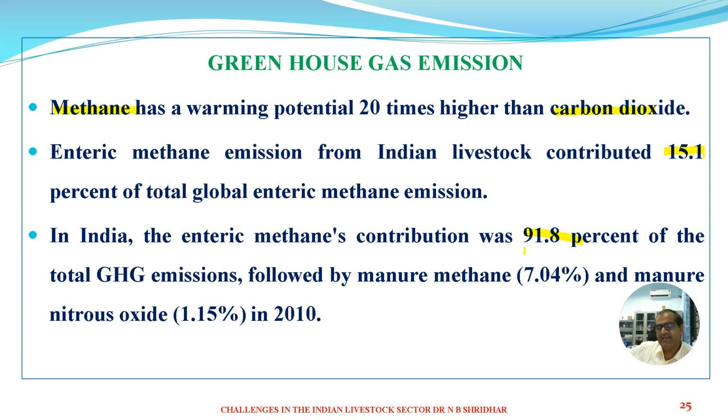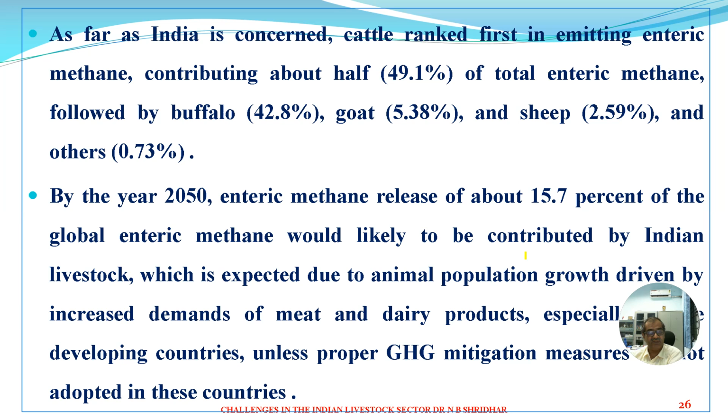So methane gas is 20 times more potent than carbon dioxide. Then the Indian livestock contribute about 15% of the total global enteric methane. The enteric methane contribution was 91.8% of the total greenhouse gas emissions, followed by manure methane, and also nitrous oxide in India. As far as India is concerned, cattle rank first in emitting enteric methane, contributing about 49.1% of the total enteric methane, followed by the buffaloes. So cattle, buffaloes, then sheep, goat, pigs, all of these contribute.